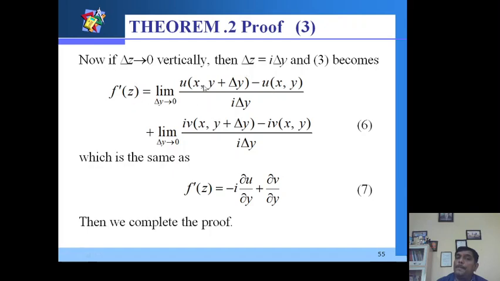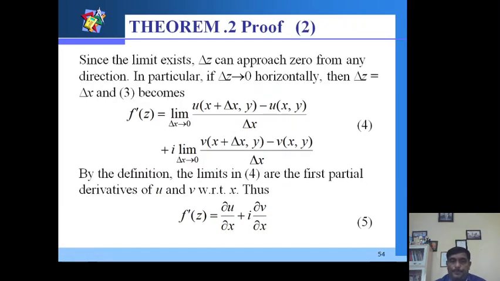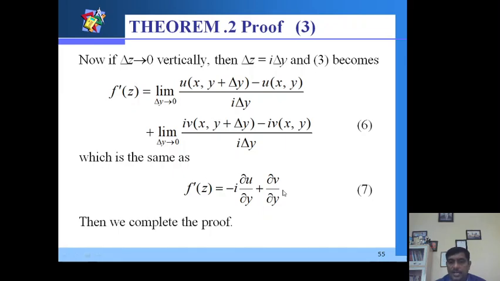Again, this is a partial derivative of u with respect to y, and here v with respect to y, that is the definition of partial derivative. So f dash z is equal to minus I into dou u by dou y plus dou v by dou y. You know that this is equation 6. Observing equations 5 and 6, the left hand sides are the same, so the right hand sides are also equal.